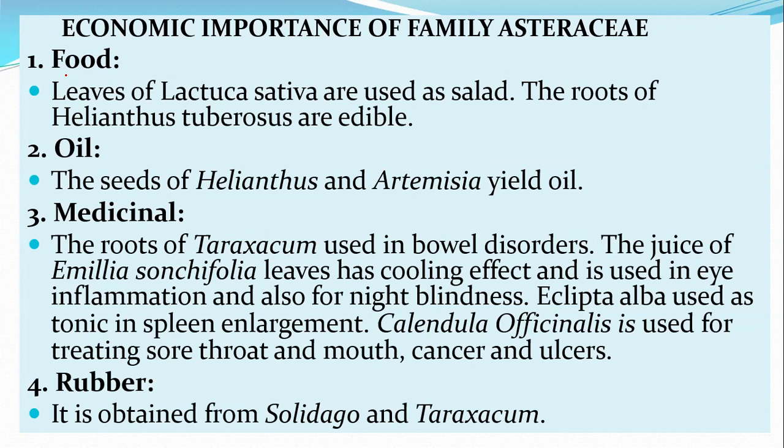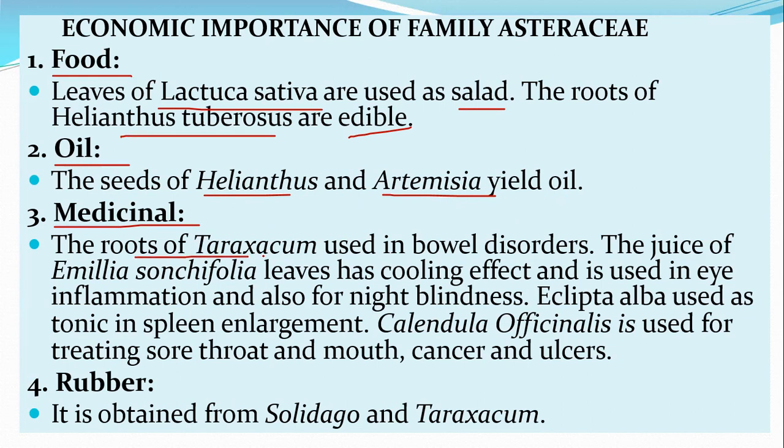Economically, we are getting some valuable products. From some plant species, we are getting food. Try to remember the leaves of Lactuca sativa are used as salad, the roots of Helianthus tuberosus are used as edible. Then oil is extracted from Helianthus annuus, sunflower oil, and Artemisia. From these two plants, seed oil is extracted and used in our day-to-day life. One of the notable oils is sunflower oil.